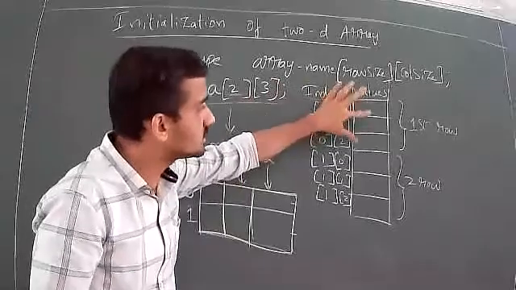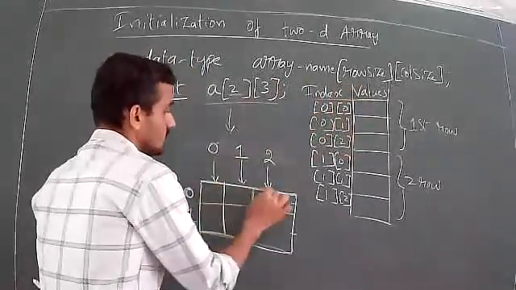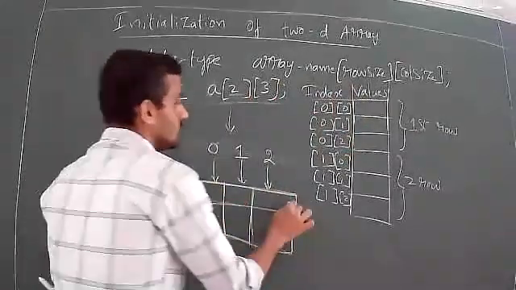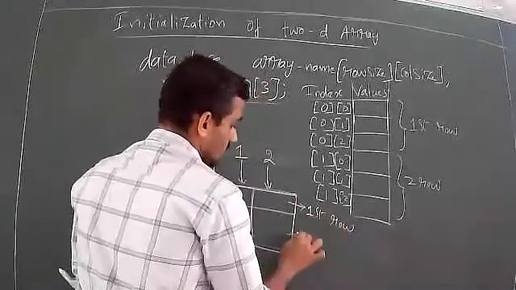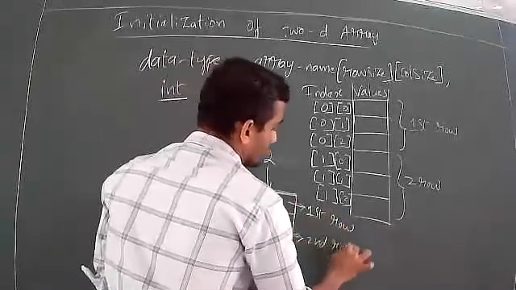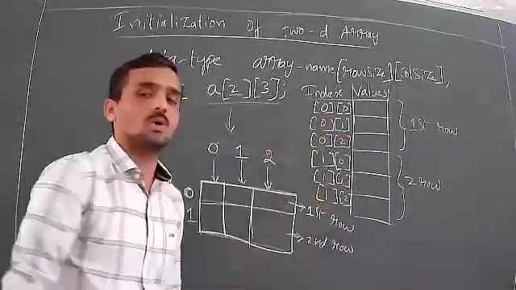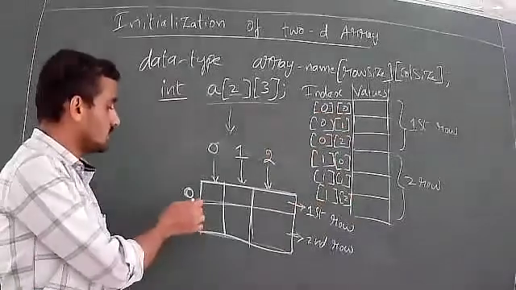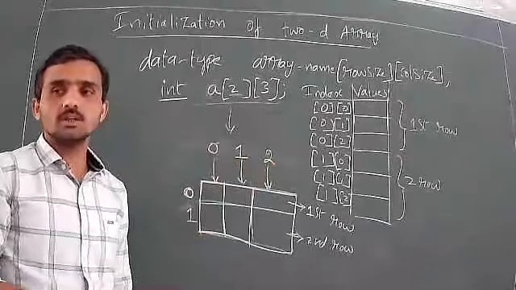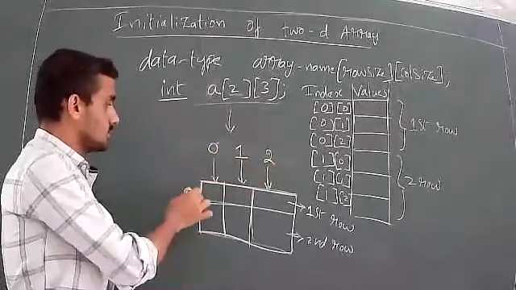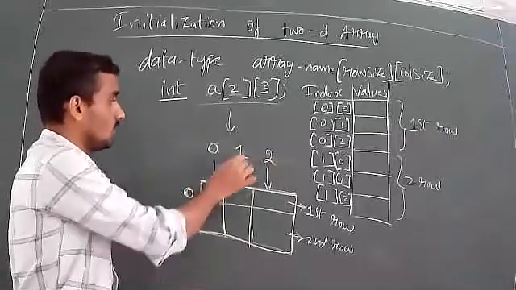So 2 rows and 3 columns means 3 columns are there. So the first 3 boxes indicate the first row elements. That is, in the real world, if we see, this entire row indicates the first row elements. Then the second row elements. Now you write the index values here. So how to write the index values here? Anyway, we have written row number 0, row number 1, column number 0, column number 1, column number 2. You just write 0, 0, 0, 1, 0, 2. Okay. 1, 0, 1, 1, 1, 2.